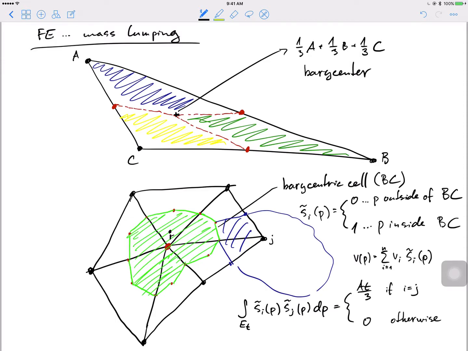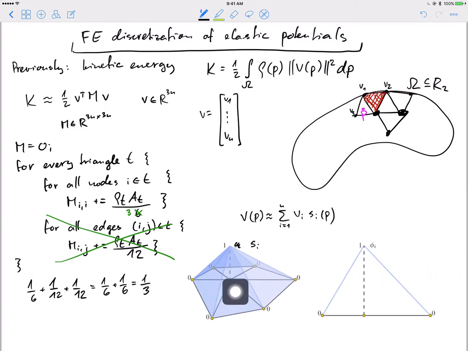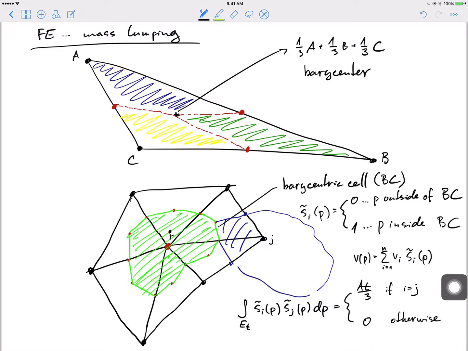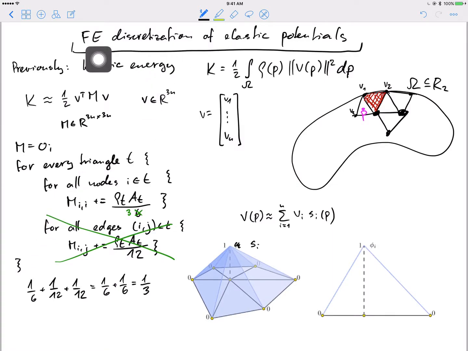So on the contrary, you could be arguing, hey, why do we even bother about these tent functions? Can't we just always get away with the piecewise constant ones? And actually sometimes you can, right? That's a fair question. Now the answer, and that's what's going to be the main topic of today's lecture, is that for discretizing the elastic potential, we will need the derivatives of the shape functions. Okay, we will need to differentiate this.